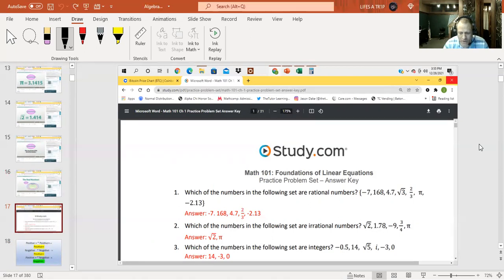So take a moment, write down number one: which of the numbers in the following sets are rational numbers? Once you guess the answers, write down the answers. There's more than one answer. All right, same for number two and number three.